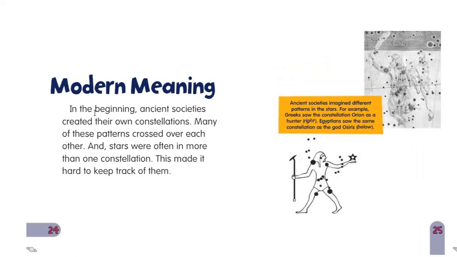Modern meaning. In the beginning, ancient societies created their own constellations. Many of these patterns crossed over each other, and stars were often in more than one constellation. This made it hard to keep track of them. So ancient societies imagined different patterns in the stars. For example, Greeks saw the constellation Orion as a hunter on the right, but Egyptians saw the same constellation as the god Osiris below. So the two different cultures, the Egyptians and the Greeks, were looking at the same stars, but they saw different shapes and different characters within the stars.